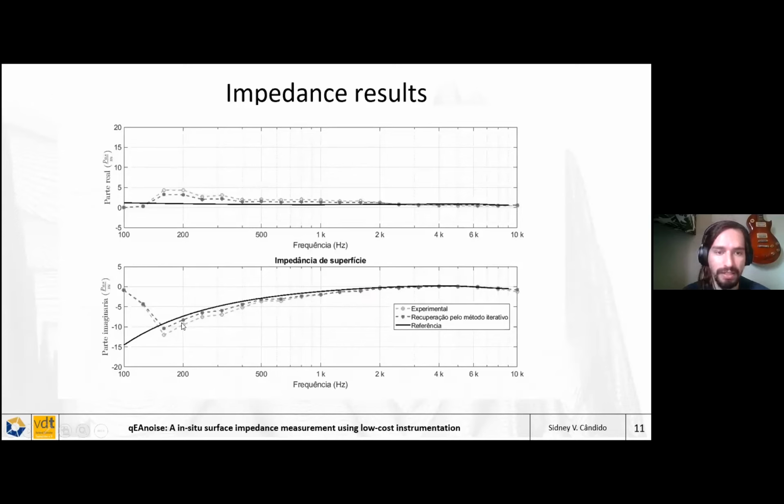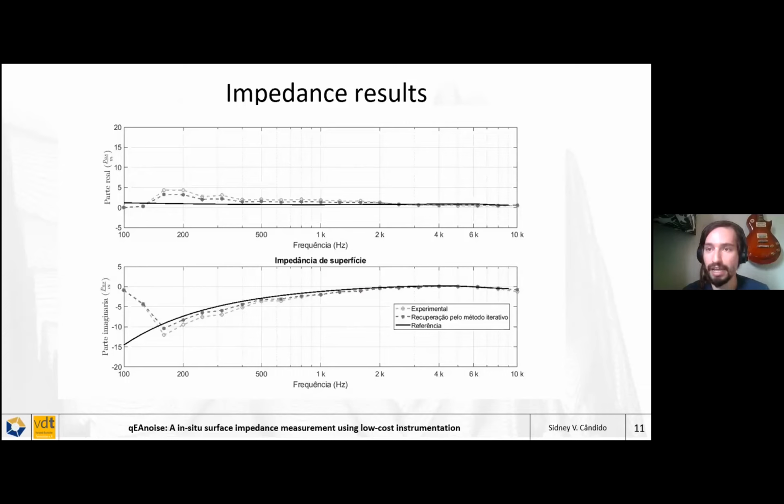So the darker dotted gray line is the EA-noise robust method, the iterative algorithm method. And as you can see, for the lower frequency, the surface impedance can get a little closer to the reference for the imaginary part and the real part also. But what about the absorption coefficient?